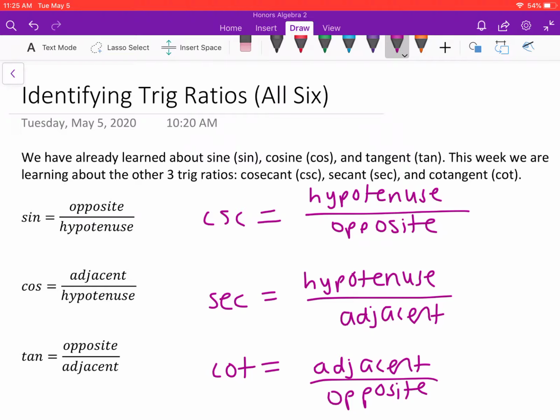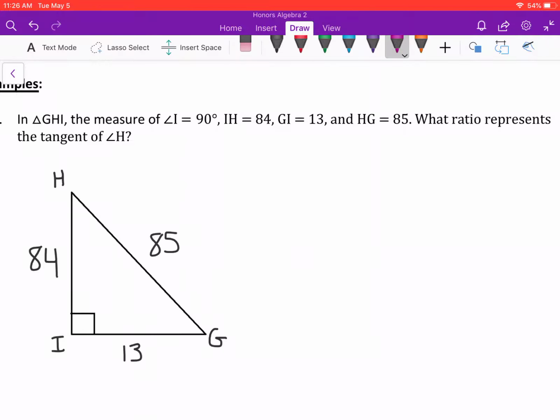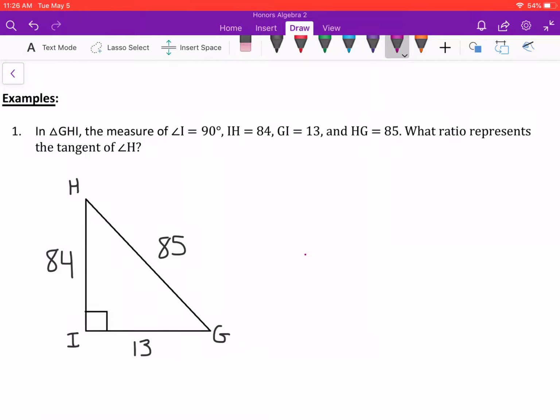So the first thing you want to do when you're solving for one of these ratios is just label your triangle, just like we did last week. So let's go down into an example here. We have this triangle here, triangle GHI, and the measure of angle I is 90 degrees, so it's a right angle, which we can see in the picture. Line segment IH is 84, line segment GI measures 13, and segment HG measures 85. And we want to know what ratio represents the tangent of angle H.